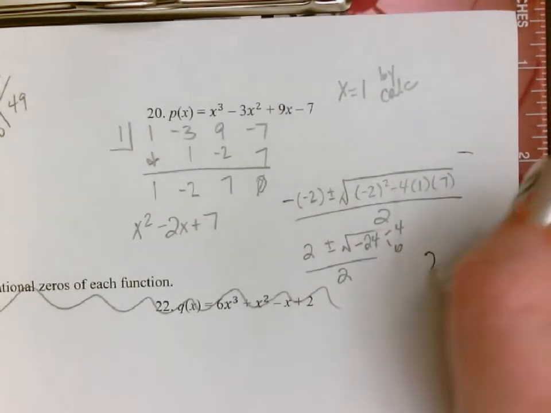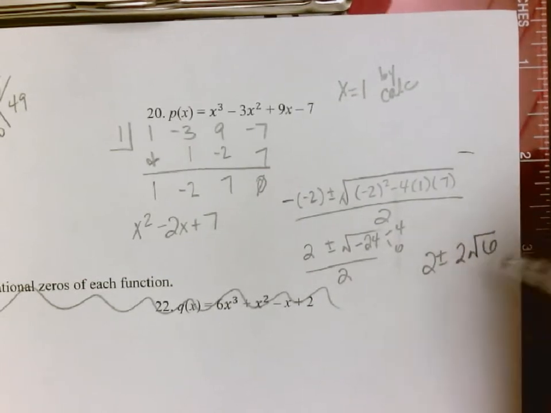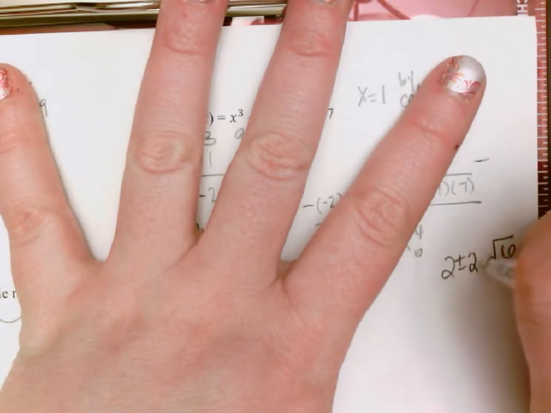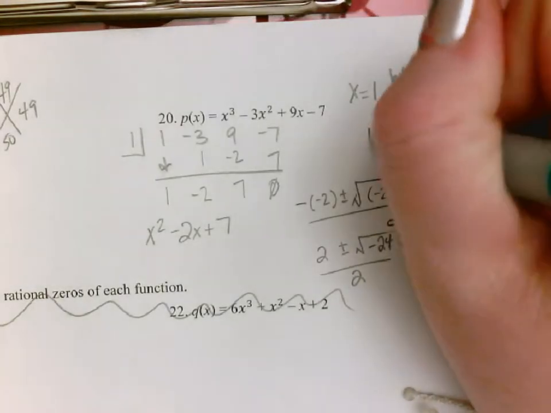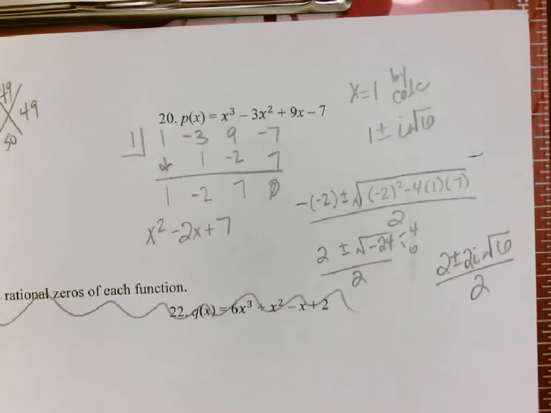So this becomes 2 plus or minus 2 root 6. There's an i there. Divisible by 2. All the numbers on the outside are divisible by 2. So then I get 1 plus or minus i root 6. So these are my 3 solutions.